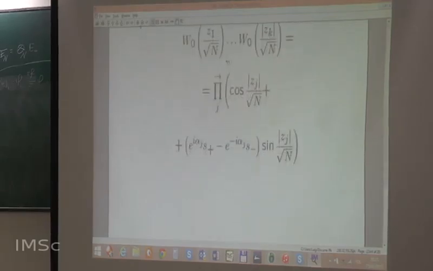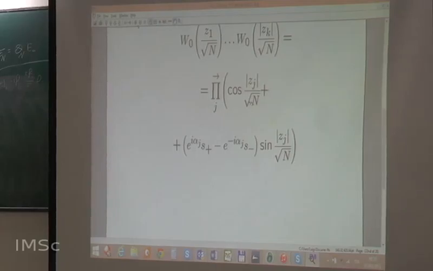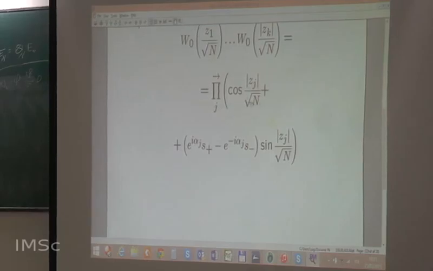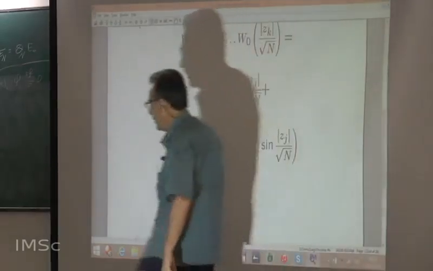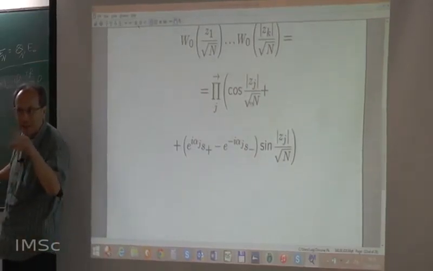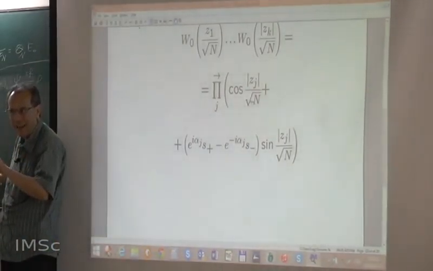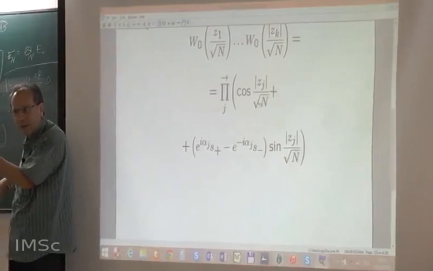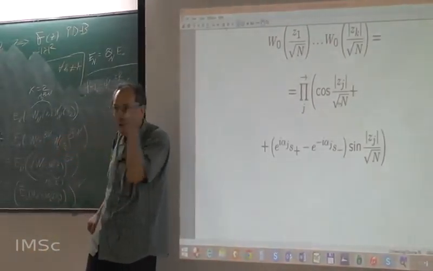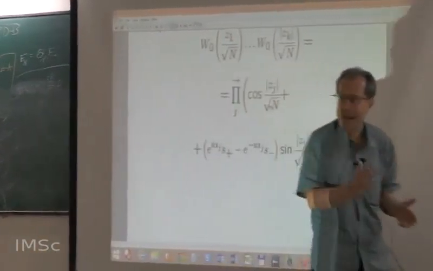So I must calculate a product of this W0. And therefore I have a product of cosinus plus these terms. Now, cosinus, you expand, and here is the point. Cosinus you expand to second order. Because you remember, you have this power n. So you use the fact that 1 plus x divided by n to the power n will converge to exponential. Okay? So I need something of order n.